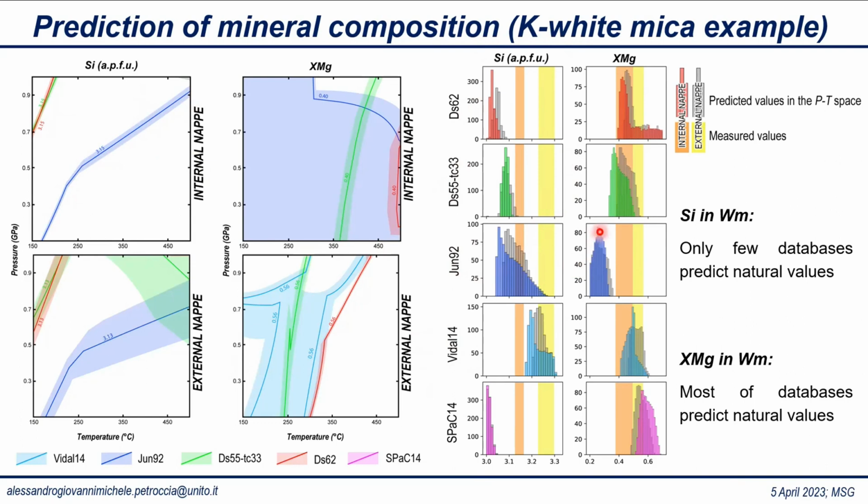This figure is maybe clearer, because here we have the histogram representing all the possible values that each database could predict in the PT space for both samples. Here in orange and yellow we have the range that we measured with the microprobe for the internal and external nappe zone samples. About the X magnesium, the modeling is pretty good, because all databases are in agreement with the measured composition, except for June 92. But when we talk about the silica in white mica, only 2 databases partially overlap the natural range of values, whereas the other databases are off the measurements.